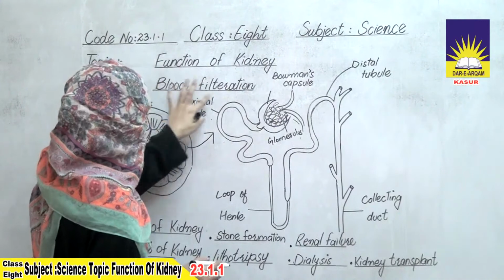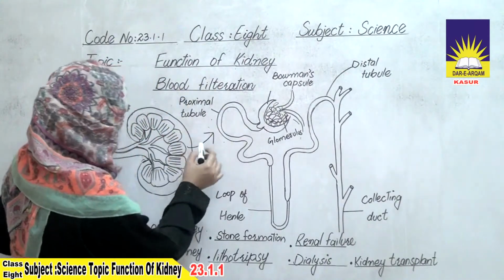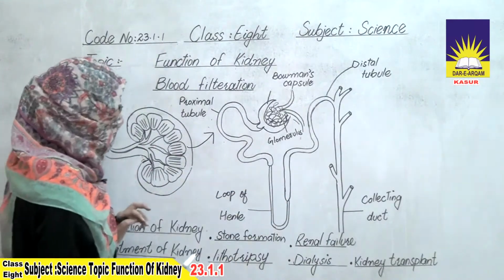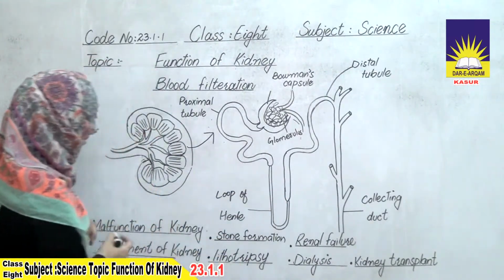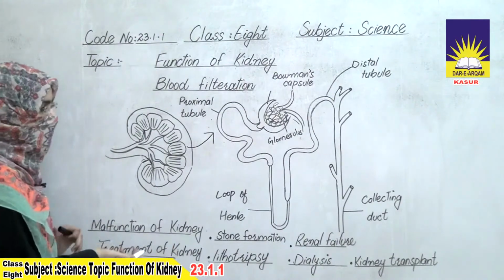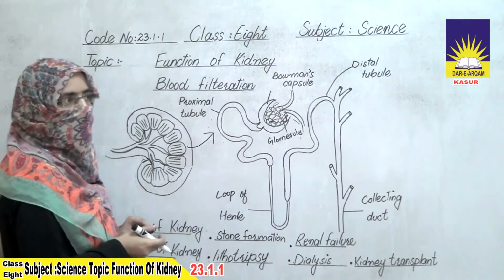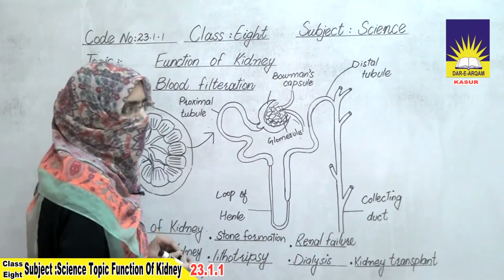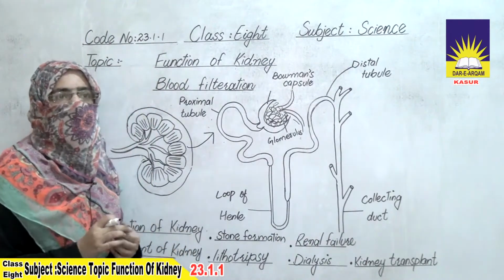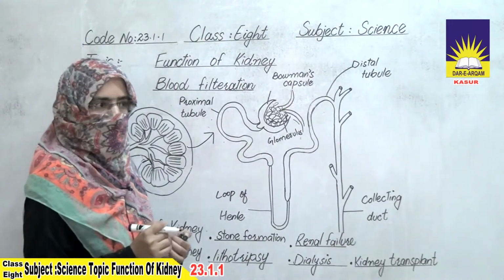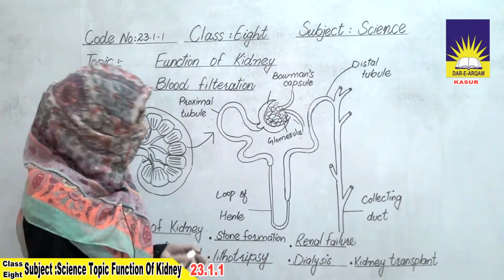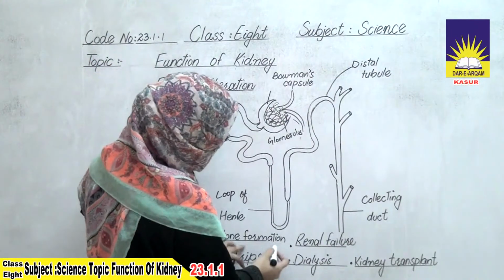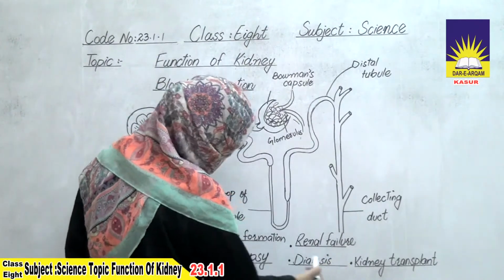The blood filtration occurs in the main structure of kidney, which is nephron. Now we talk about malfunction of kidney. Malfunction of kidney means that our kidney sometimes does not work properly due to some reasons. The reasons are, if we do not take water properly, then some stones are formed in our kidney. These malfunctions of kidneys are stone formation and renal failure.